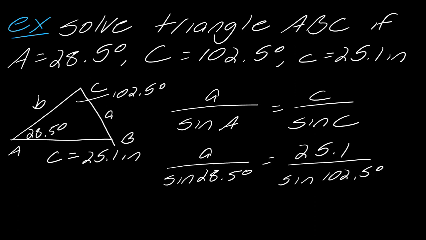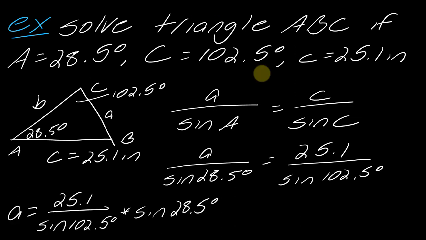And so now this is a pretty simple algebra problem, right? Because now I'm just going to solve for a. So I basically just multiplied this sine of 28.5 to the other side, and then I can figure out what a is. So I can go through and solve that. And now I have figured out what the length of this side is. Okay, so let's keep going.